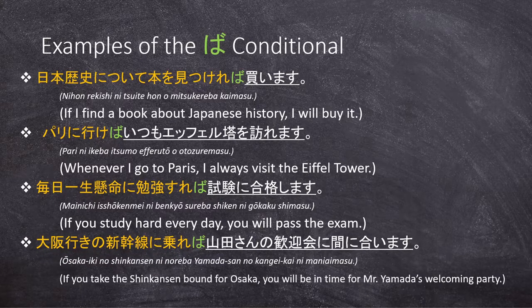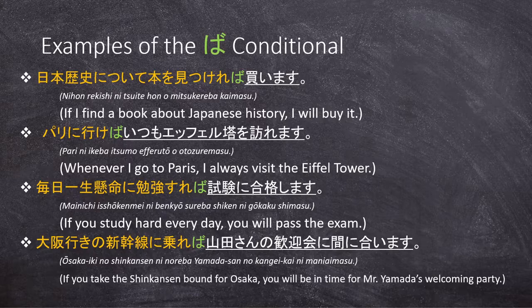And finally, we have a little bit more complicated sentence, and let's see how it goes. Osaka iki no Shinkansen ni noreba Yamada-san no kangei-kan ni maniaimasu. If you take the Shinkansen bound for Osaka, you will be in time for Mr. Yamada's welcoming party. As you can see here, once again we have the trigger and the result. The trigger is highlighted with orange and the result has been underlined.